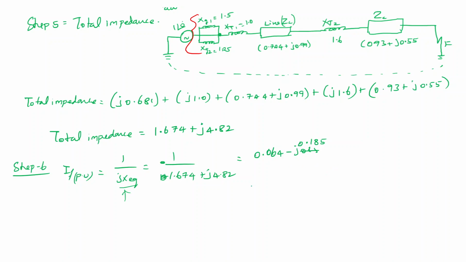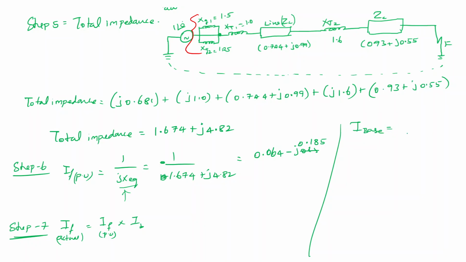So please find out the actual. Step 7 is to find out the actual value. How can we find out the actual value? Actual I_F is equal to I_F per unit into I base. So how to find out I base? We may take S is equal to root 3 times line voltage. If you are having line voltage, we'll go for line voltage.